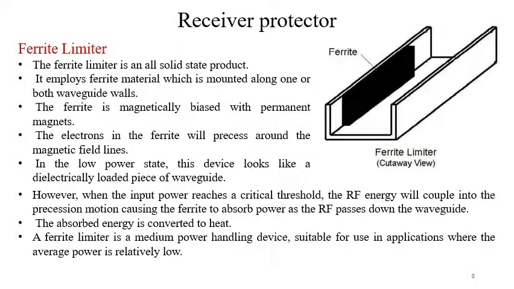Now consider another kind of receiver protector. It's called the ferrite limiter. So this cutaway view is like this. So here we have the ferrite. The ferrite limiter is an all solid state product. It employs ferrite material which is mounted along one or both waveguide walls. The ferrite is magnetically biased with permanent magnets. So magnets must be present above and below the waveguide section.